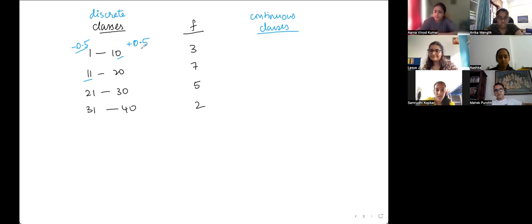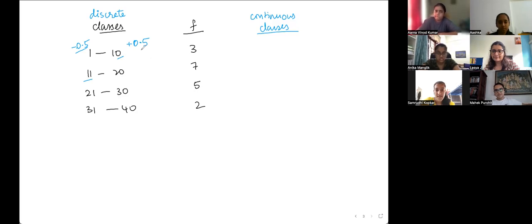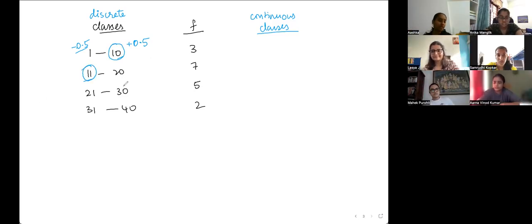Why 0.5? It's in the middle, like between 0 and 1 there's 0.5, and between 1 and 2 there's 1.5. But why do we care about between 0 and 1, between 1 and 2? Ma'am, basically the difference between the upper limit of the first class interval and the lower limit of the second class interval is 1. So if we subtract 0.5 from the first one and add 0.5 to the second one, it will all be balanced out. Yes. Okay.